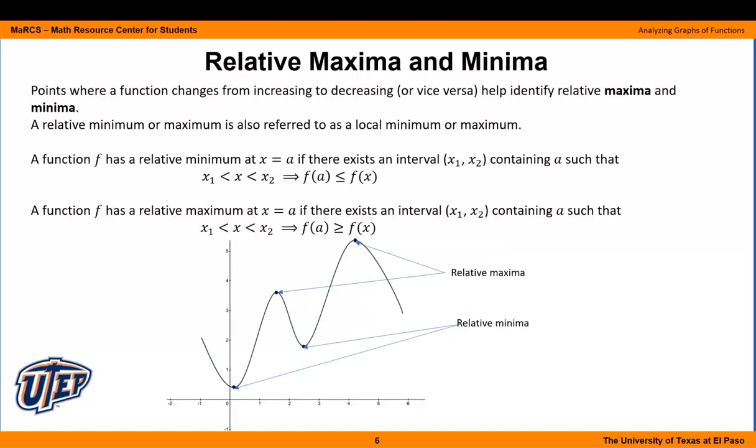Now let's look at the relative maximum and minimum values. These occur at points where the function changes direction. A relative maximum is a peak, and a relative minimum is a valley. These are also called local maxima and minima. Important, they are not necessarily the highest or lowest overall, just within a certain interval.